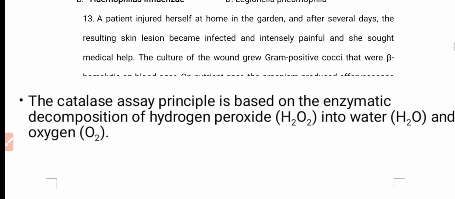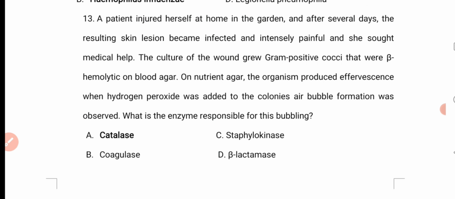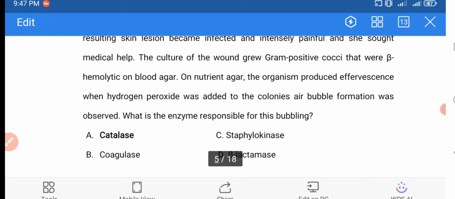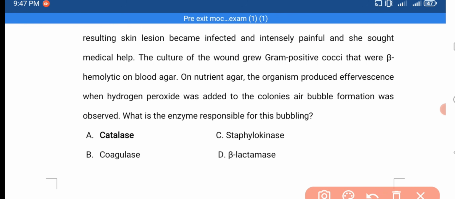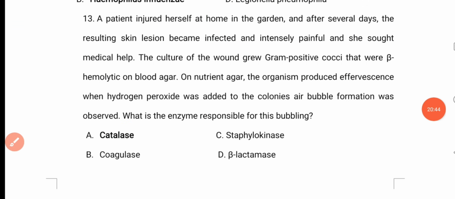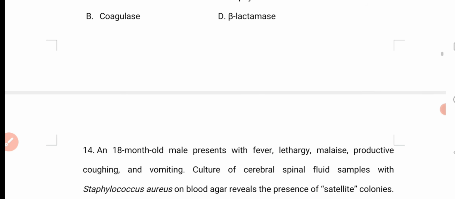Catalase, right? Catalase. The first test to identify the species of gram-positive bacteria. Okay, so the correct answer will be A. This is a straightforward question. Catalase is the correct answer that will cause bubbles when reacting with what? Hydrogen peroxide. The correct answer is A.